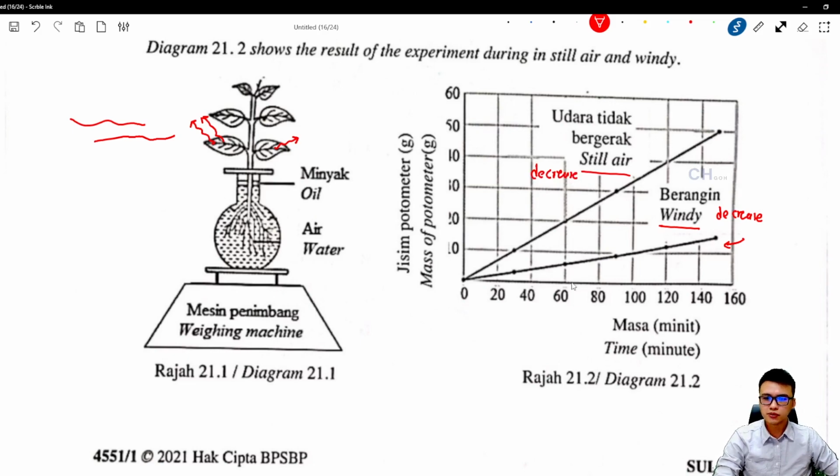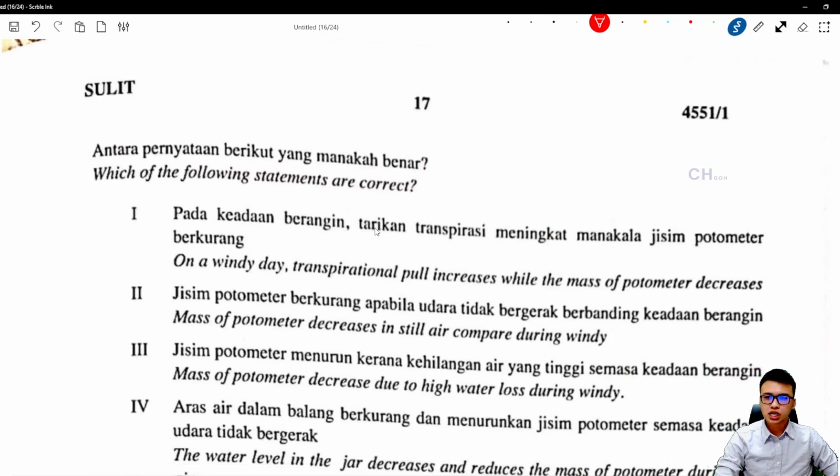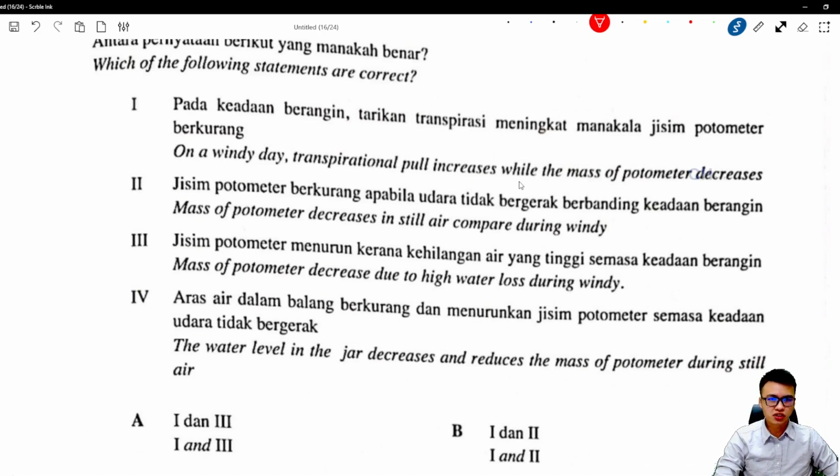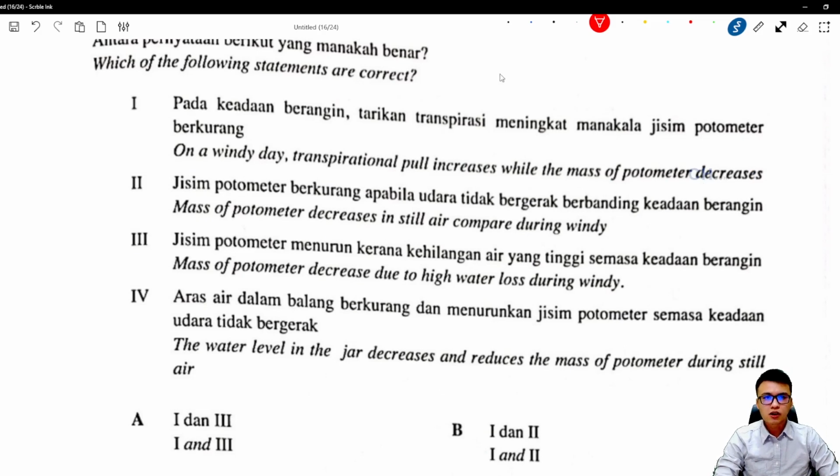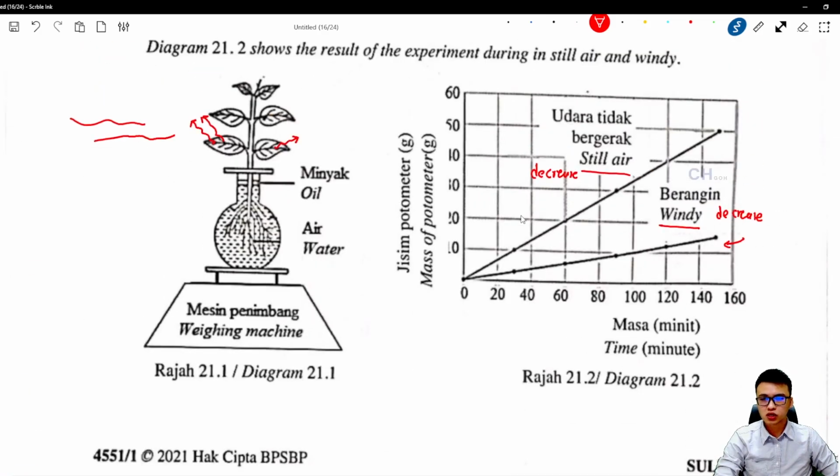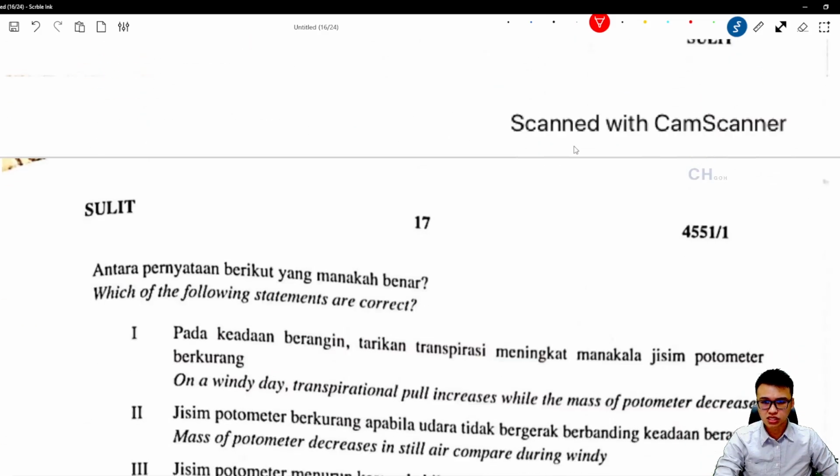We look at the options here. Which of the following statements are correct? On a windy day, transpiration pull increases while the mass of the potometer decreases. Yes, this one supposedly is the answer. Why? Because when you are having transpiration, it will create a transpiration pull all the way from the roots to the leaf. The transpiration pull will increase because the transpiration rate increases. So in the end, the mass of the potometer will decrease. That one is definitely a correct answer.